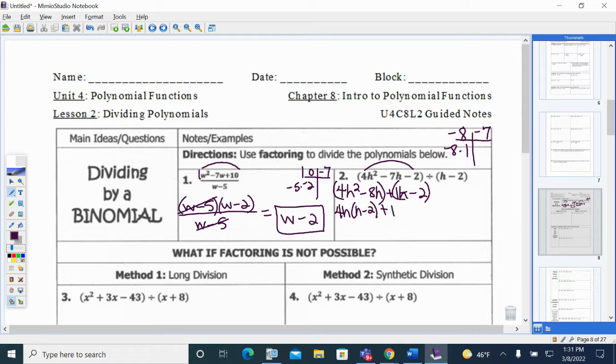Now for this other one, the common factor here is just going to be a 1. And then notice you've got the h minus 2 times the 4h plus 1. And all of that's being divided by the h minus 2. And then in this case, the h minus 2s are going to cancel, leaving us with 4h plus 1. So that's what dividing by a binomial would look like.